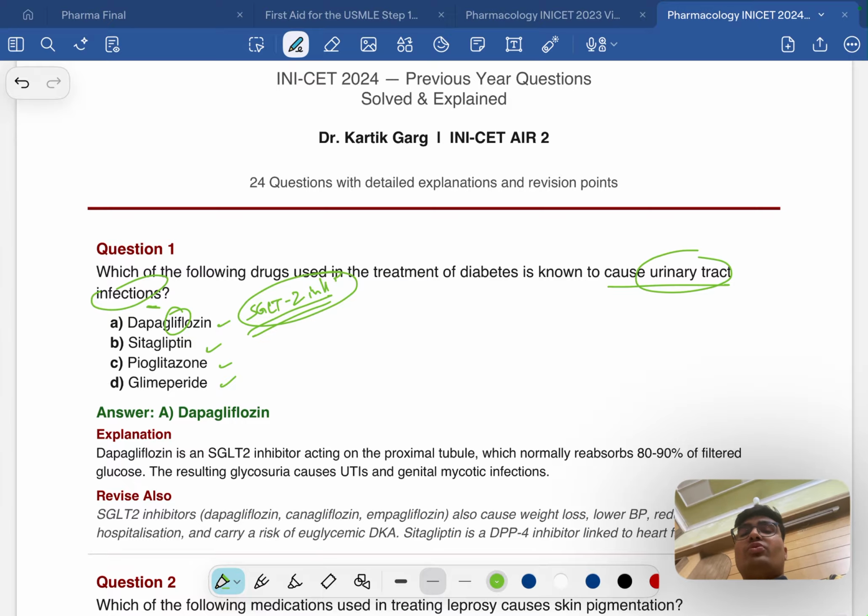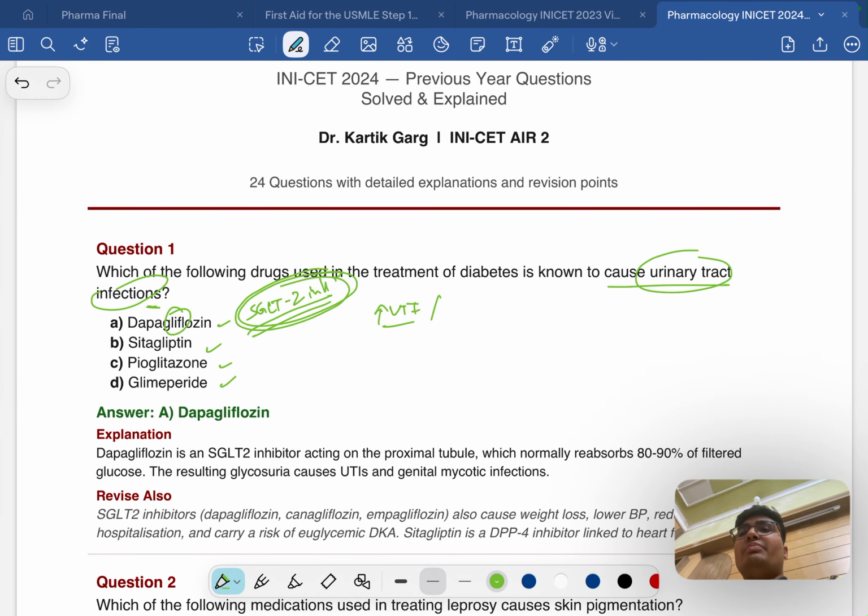Now gliflozins act by inhibiting SGLT2. So glucose is not absorbed back into the system, hence more glucose is lost in the urine. And if more glucose is lost in the urine, what would it cause? It would cause an increased incidence of urinary tract infections.